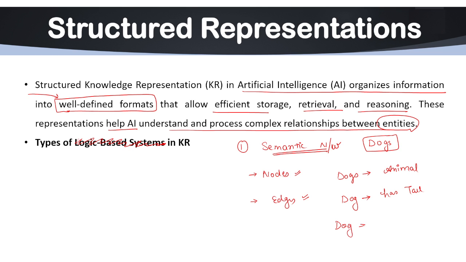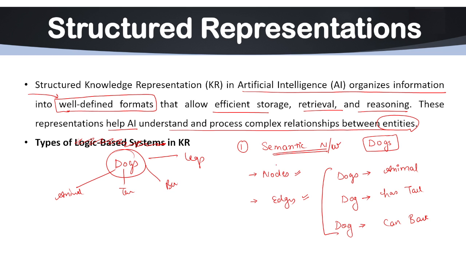Another statement we can say, dog can bark. Okay, so this is the network. We can also say dogs are taken under the category of animals. Dog has one tail. Dog can bark. Dog has four legs. So we are creating a network here where we have used nodes as well as edges. So this is the example of a semantic network.